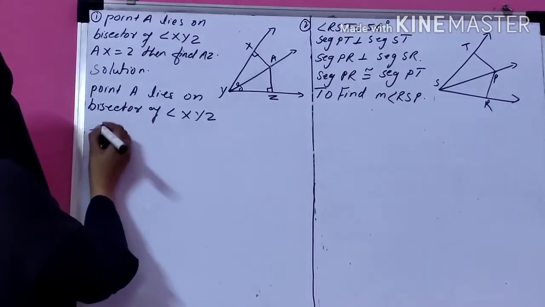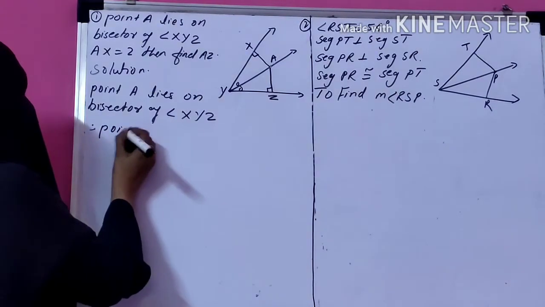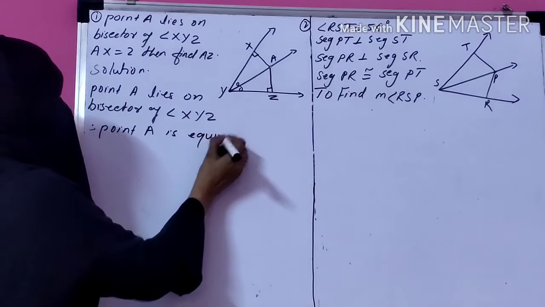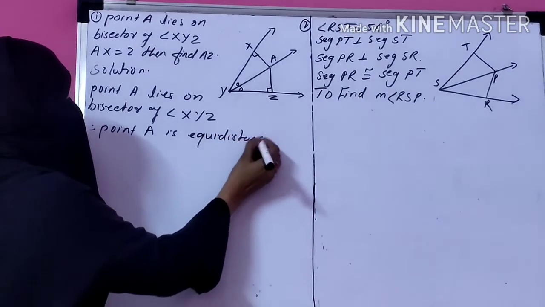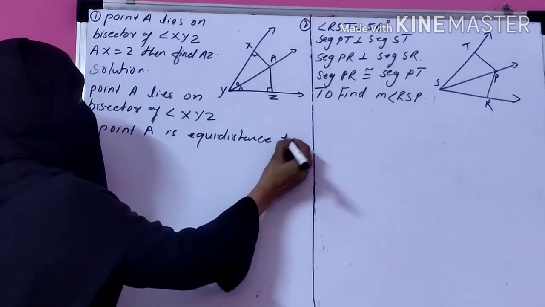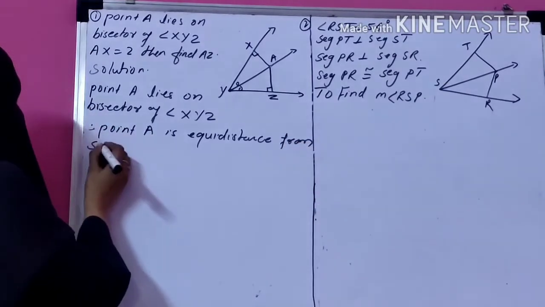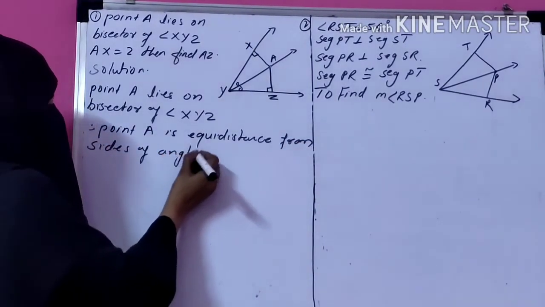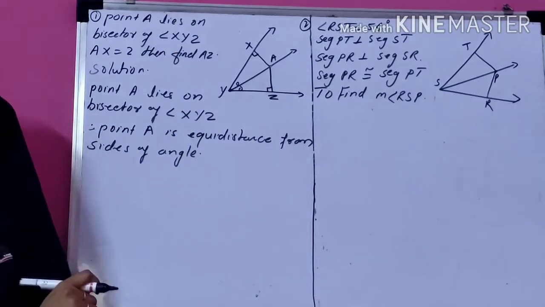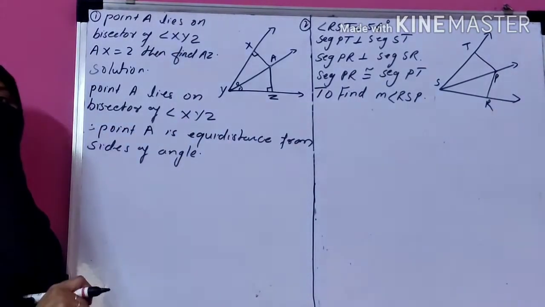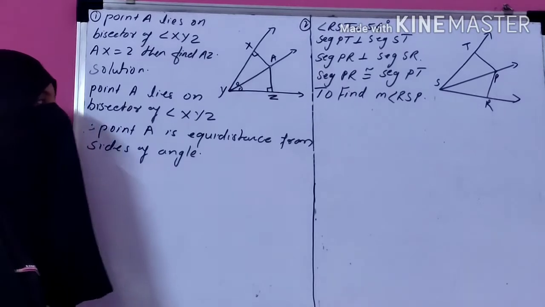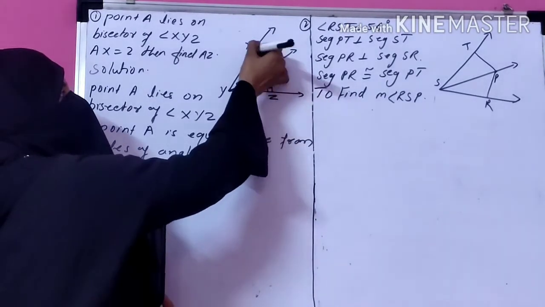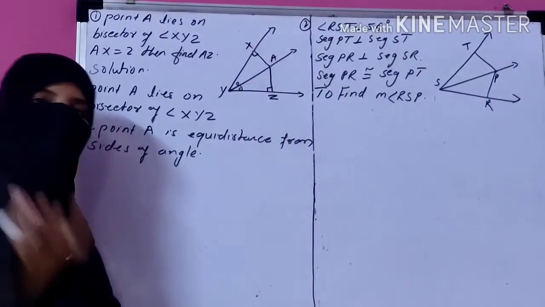So therefore point A is equidistant from the sides of the angle. Okay. Remember this important property: if a point lies on the angle bisector, then it's equidistant from the sides of the angle. That means its distance from both the sides of the angle is equal.